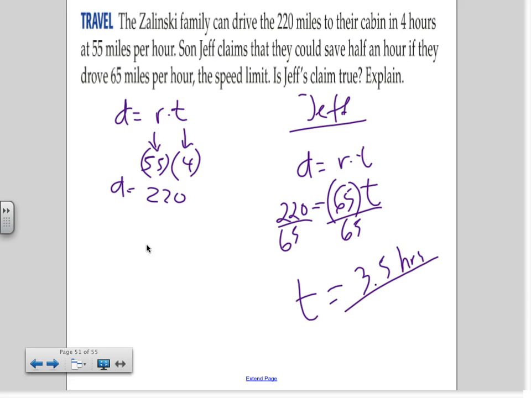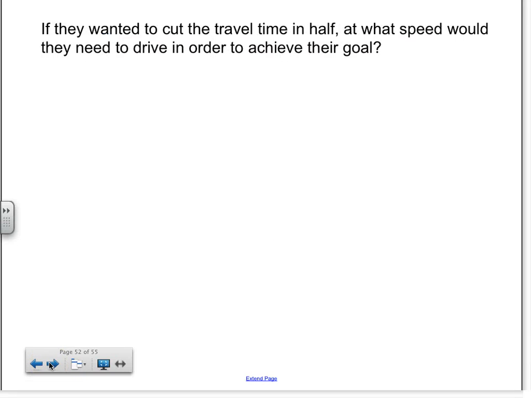Okay, now, here's another challenge for you. What if I want to cut the traveling time in half, not half an hour, but in half? Instead of 4 hours, I just want to get there in 2 hours. So, how fast do you think this family has to drive?